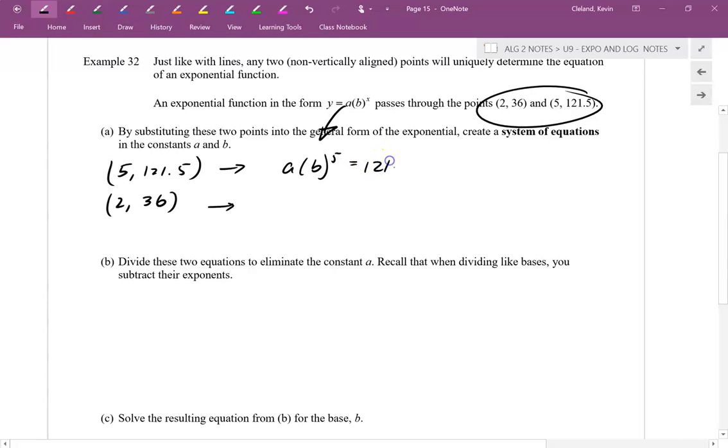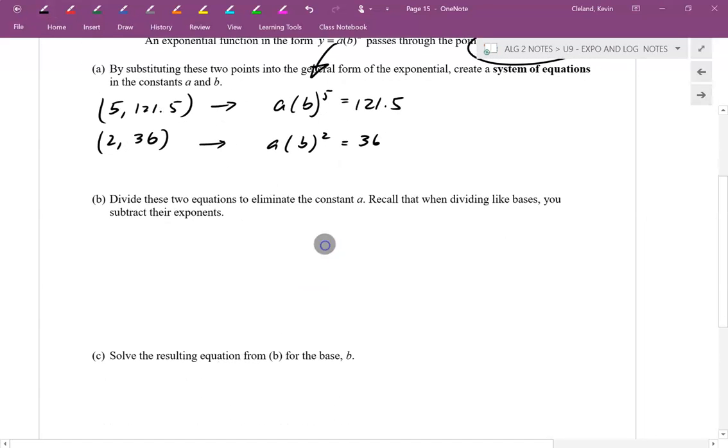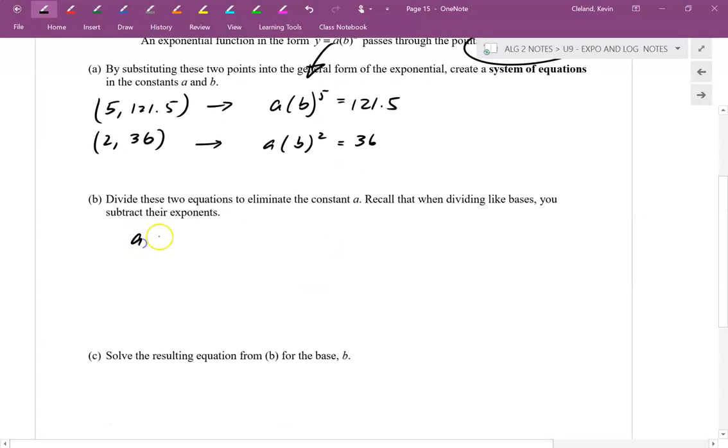Equals 121.5, and a times b to the second equals 36. Now, if I were to divide those, I could cancel off those a's, and that's what this next part says. So it's going to look a little weird at first, but I'm going to line them up like this and divide these two expressions.